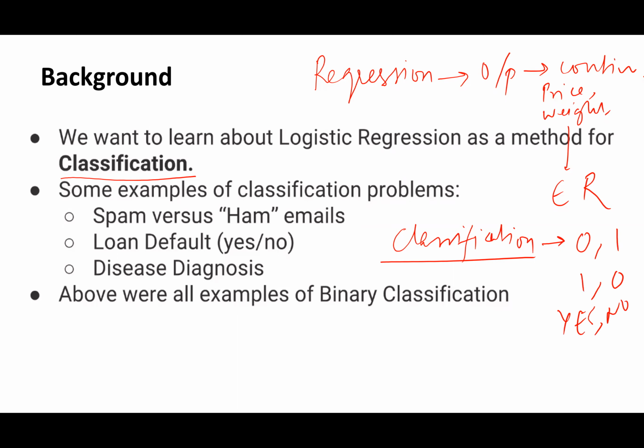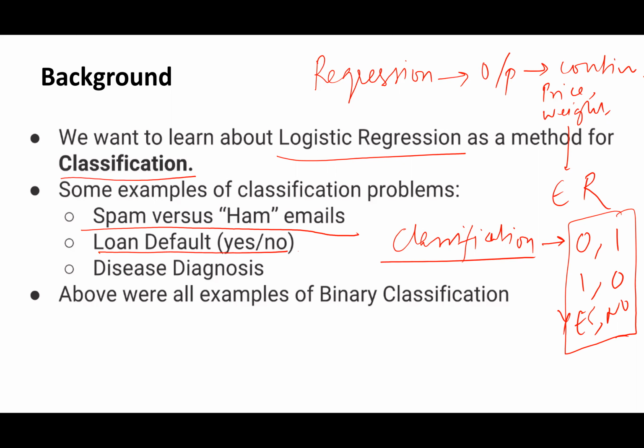Okay, so when my output is in this binary, or you can say categorical nature, where my output belongs to some classes, some groups, but there is not a real number which I want to predict, then we use logistic regression as a method for classification. Some examples can be spam versus ham emails, so whether an email is a spam email or a regular email.